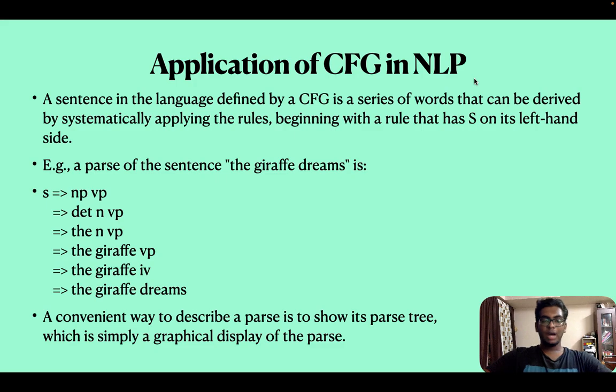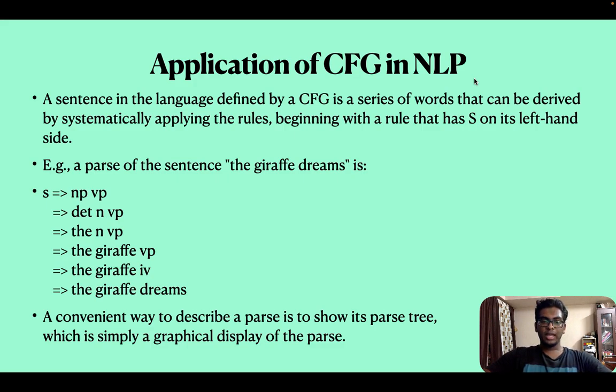For example, let us parse the sentence, "The giraffe dreams," and we have the following derivation, where S is defined by NP VP. Now NP is noun phrase and VP is verb phrase. Noun phrase can be split into determiner and noun, followed by VP. Now the determiner we use here is "the," and the noun here is "giraffe." Now the verb phrase is an intransitive verb, which is "dreams." So that's how we get "the giraffe dreams."